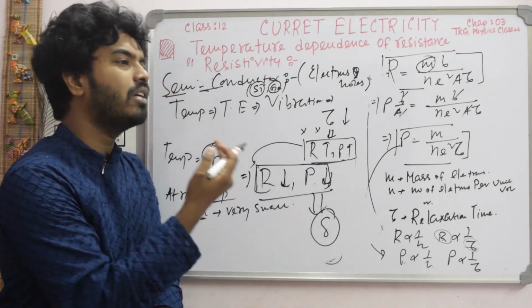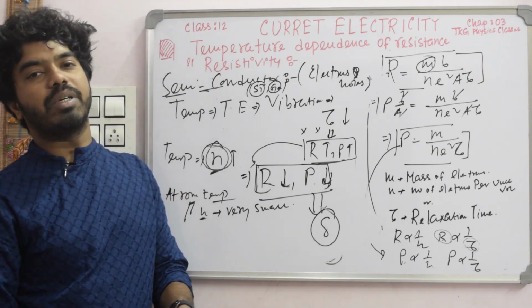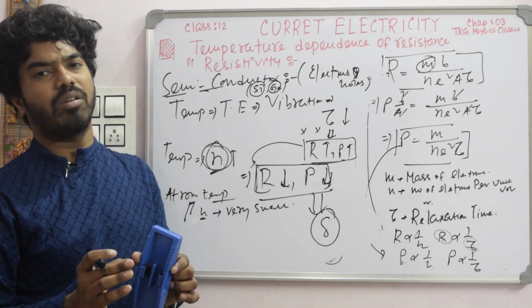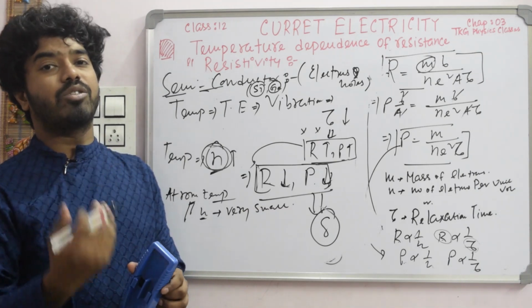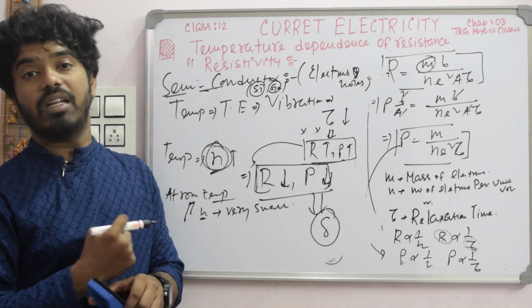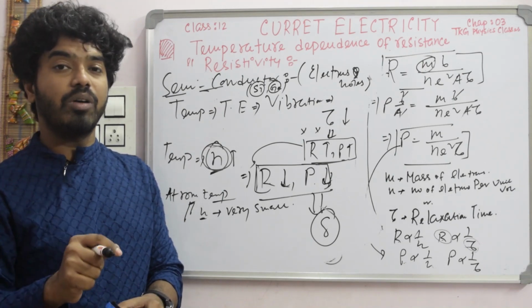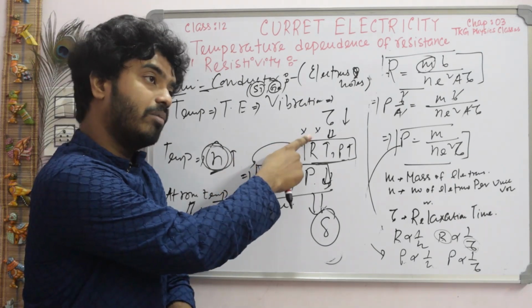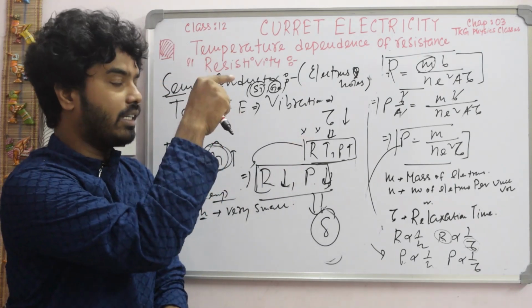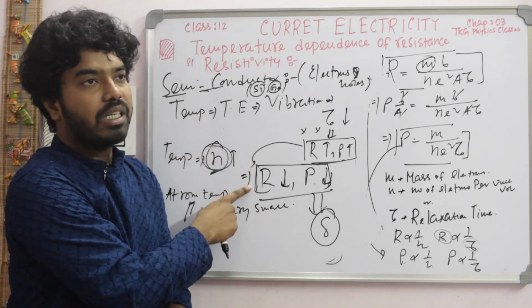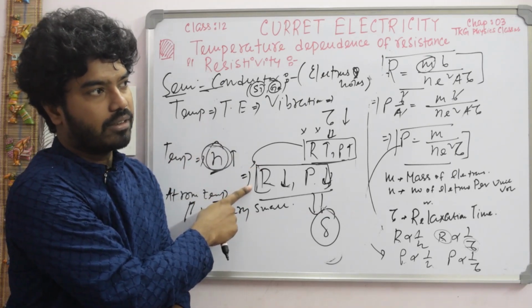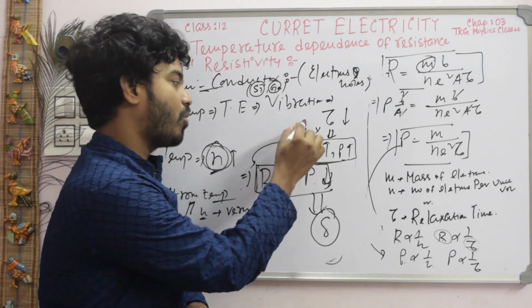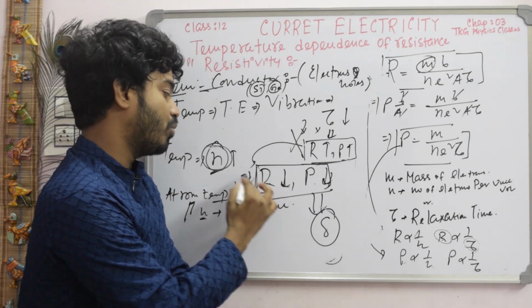Why significant? Because at room temperature, for a semiconductor, the number of charge carriers is very small, but in a conductor at room temperature, the number of charge carriers is very large. So for a semiconductor, this part becomes not significant and this part becomes significant, but for a conductor, it is the other way around.